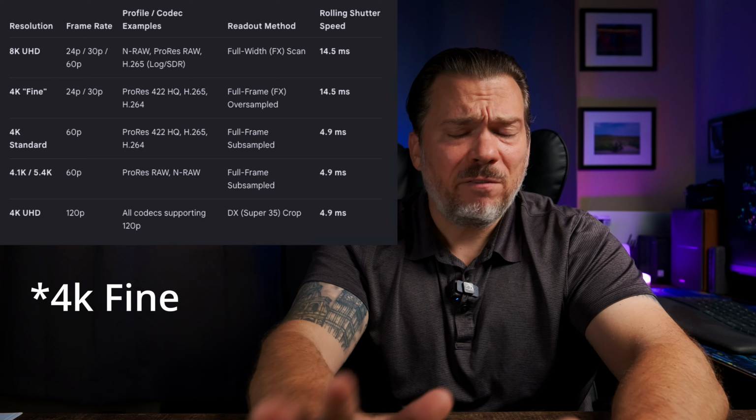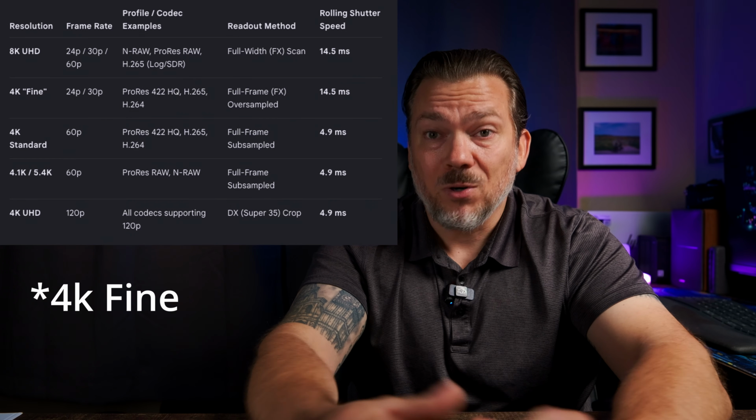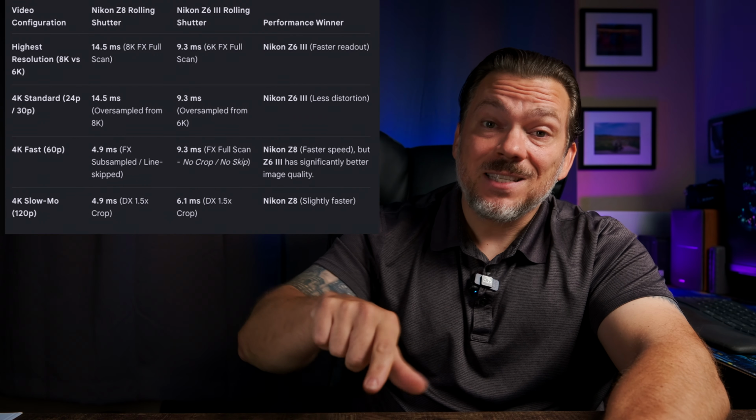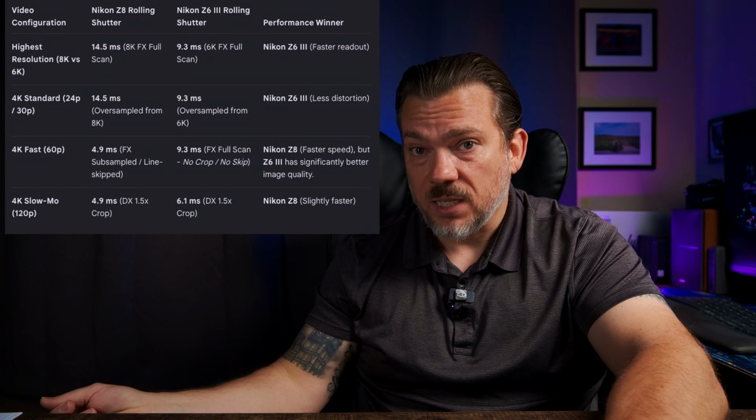Now, it's still very fast, and it's still fast enough to beat the rolling shutter of most cameras, but the Nikon Z6 III has a faster sensor readout speed with its partially stacked sensor. Why? Well, it's only 24 megapixels. So think about it this way. You have either 24 million pixels for 24 megapixels or 45 million pixels.